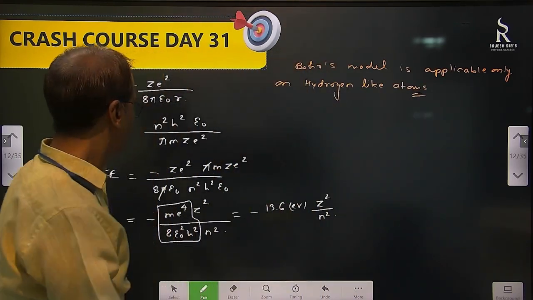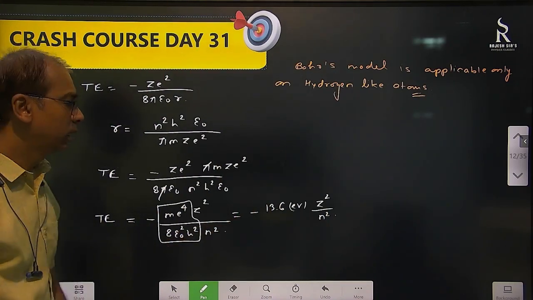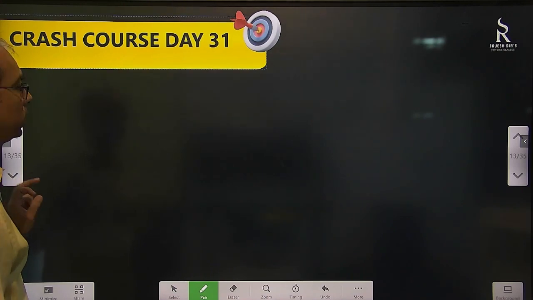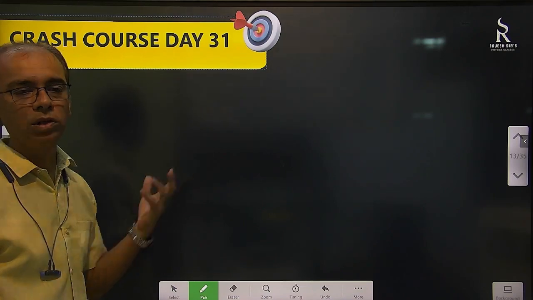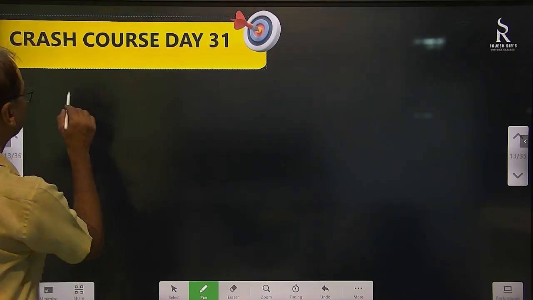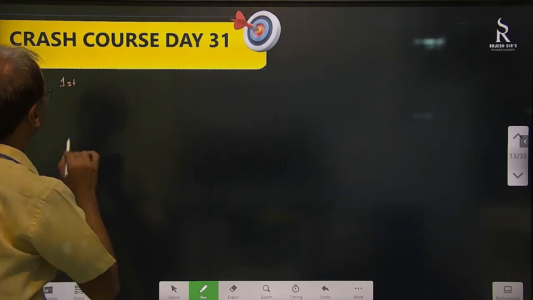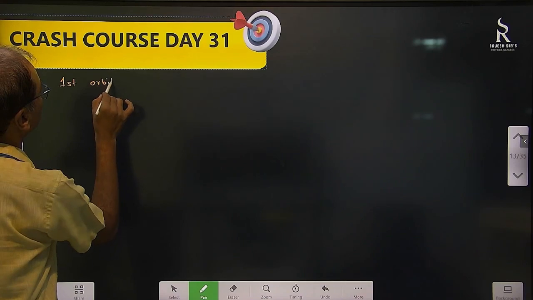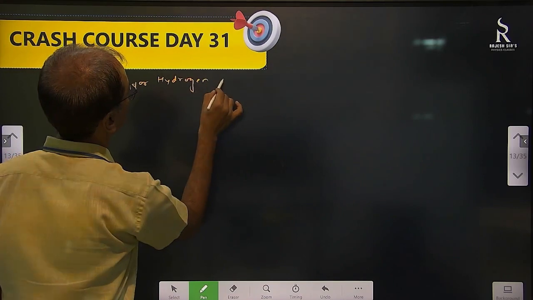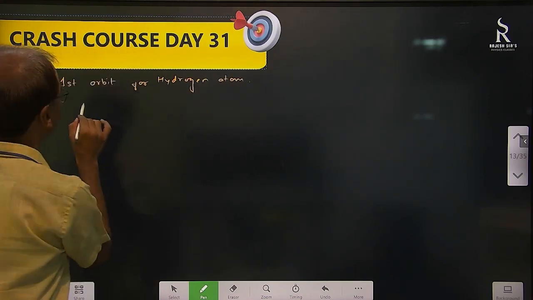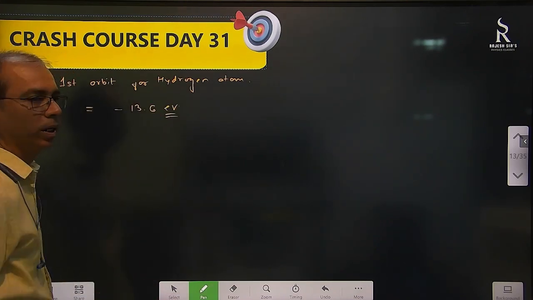Okay, so what is the total energy we are getting? Minus 13.6 eV Z square by n square, right? So then what can we find out? We can find out the energy of the electron in all the orbits that we have. In the first orbit, for the hydrogen atom, it is very easily minus 13.6 eV, because Z is 1 and n is also 1.